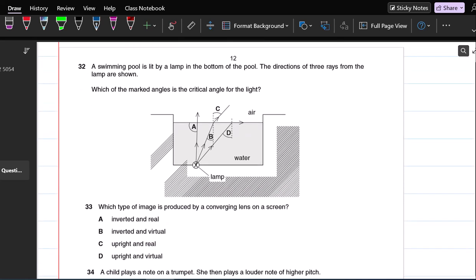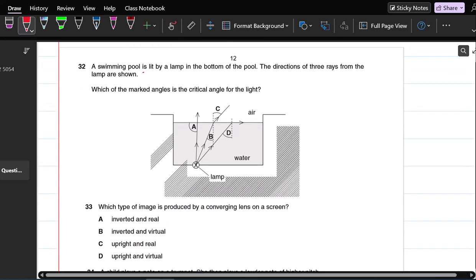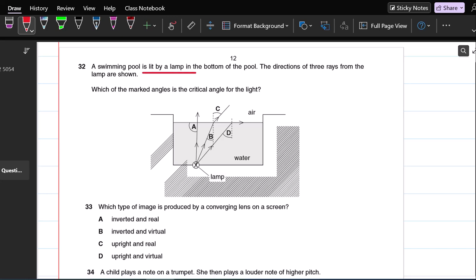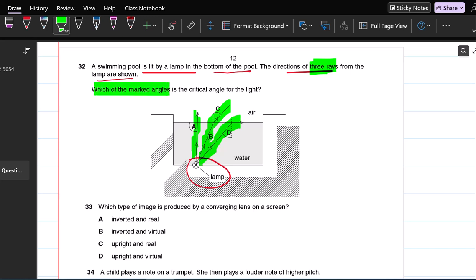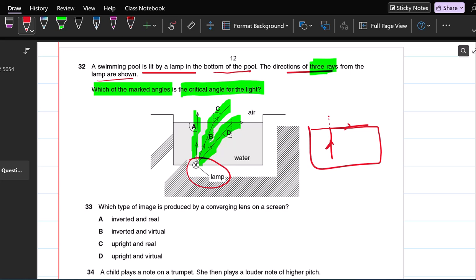Now we are on question 32. A swimming pool is lit by a lamp. Here is a lamp in the bottom of the pool. The directions of three rays from the lamp are shown. So three rays are there. One is this, second is this, and this is the third. Which of the marked angles is the critical angle for the light? When there is a critical angle, the ray bends along the boundary of two mediums. Along the boundary of two mediums.